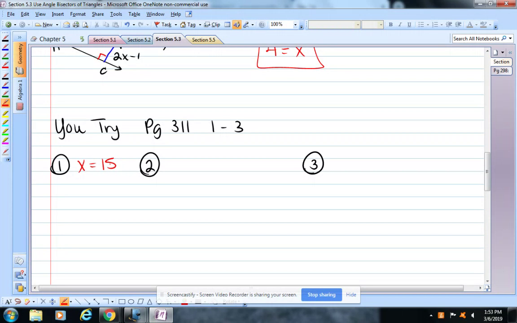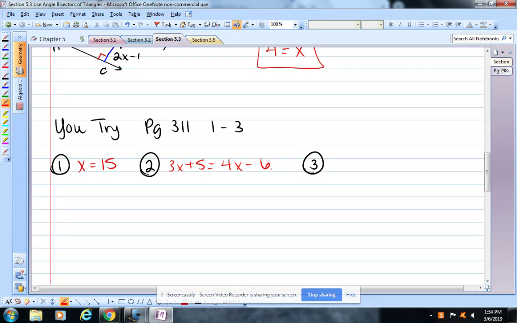Number 2, do you see how it shows that the two segments have those little tick marks? What do those little tick marks mean? They're congruent, so what do I know about the angles? They're going to be congruent. So how can I solve for x on number 2? So I can set 3x plus 5 degrees equal to 4x minus 6 degrees. Does that make sense? Y'all see what I'm doing?